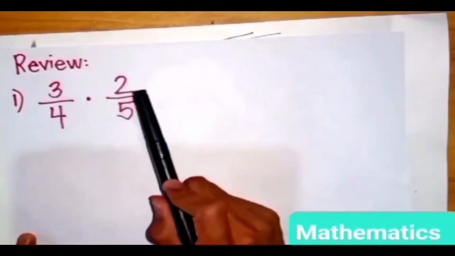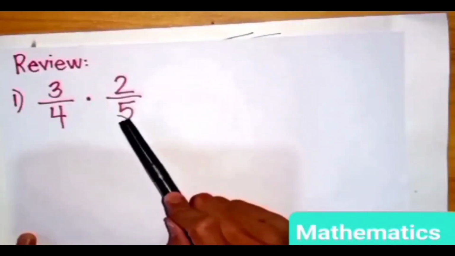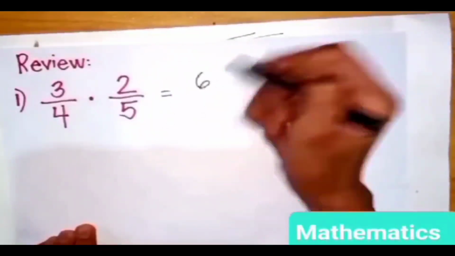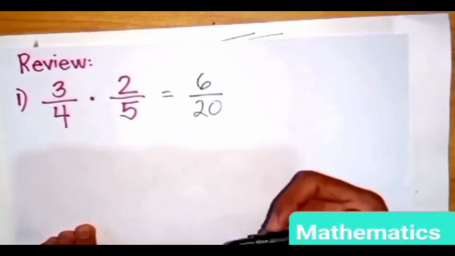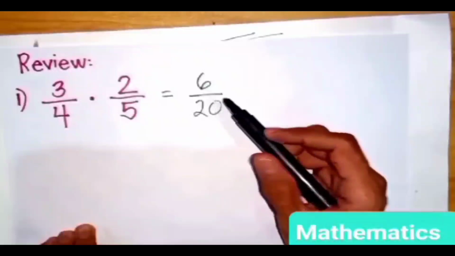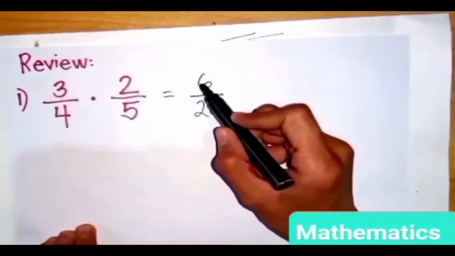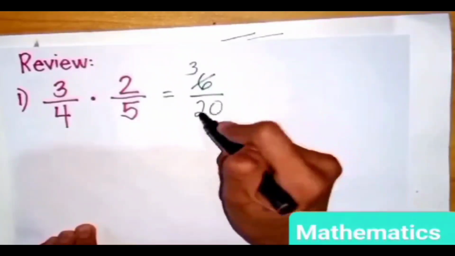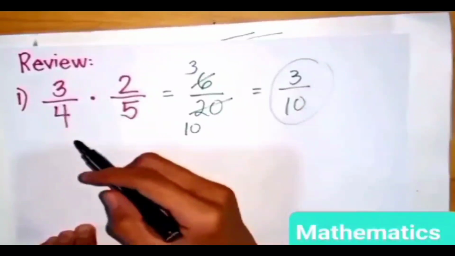Of the first fraction by the numerator of the second fraction. Ganon din sa denominators. We multiply itong denominator, yung first fraction, by the denominator of the second fraction. So we have 3 times 2, that's 6, over 4 times 5, that's 20. So we have 6 over 20. Always remember na dapat ang fractions ay written in lowest terms. Kaya kailangan natin i-simplify itong 6 over 20. So let's think of the greatest common factor, or GCF, of 6 and 20. That's 2. So we divide 6 by 2. So yung 6 magiging 3, kasi 6 divided by 2 is 3. Then 20 divided by 2, that's 10. And so we have 3 over 10. Ito yung product ng 3/4 and 2/5.